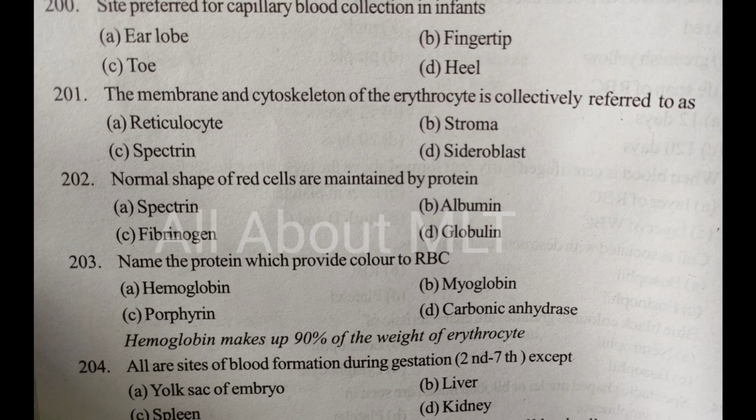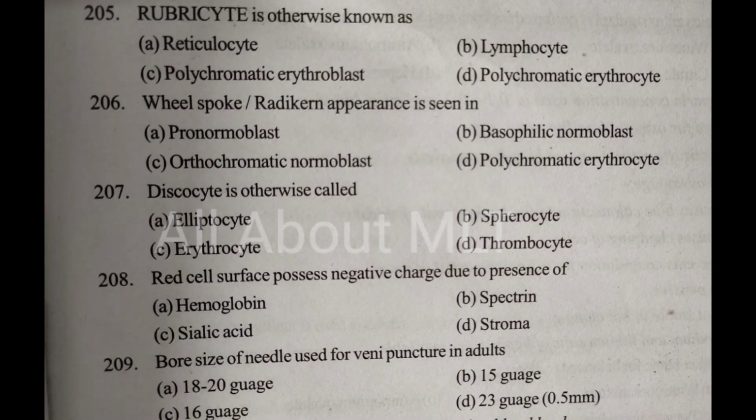Name the protein which provides color to the RBC: option A hemoglobin, option B myoglobin, option C porphyrin, option D carbonic anhydrase. Answer is option A hemoglobin. All are sites of blood formation during gestation except: option A yolk sac of embryo, option B liver, option C spleen, option D kidney. Answer is option D kidney. Rubricyte is otherwise known as: option A reticulocyte, option B lymphocyte, option C polychromatic erythroblast, option D polychromatic erythrocyte. Answer is option C polychromatic erythroblast.